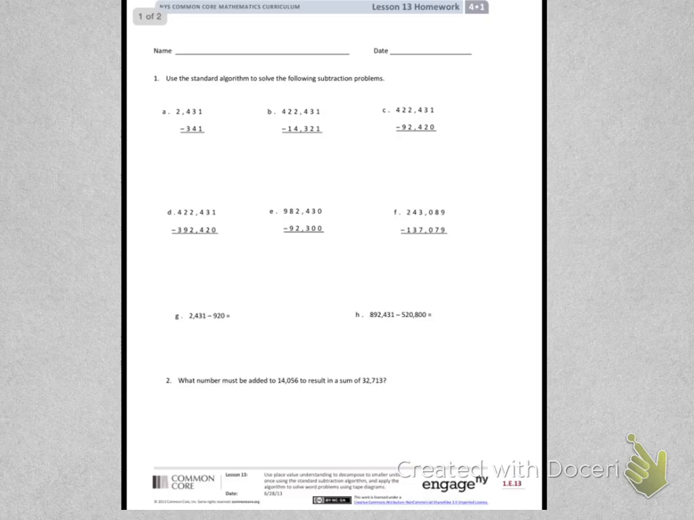2,431 subtract 341. You first want to check to see if there are enough units to be able to do the subtraction. If not, you need to regroup. So for an example, if I look at the 1 units, I can take 1 minus 1. But if I look at the tens units, I cannot do 3 minus 4. I cannot take 4 tens away from 3 tens. So in order to get that fixed, we need to regroup.